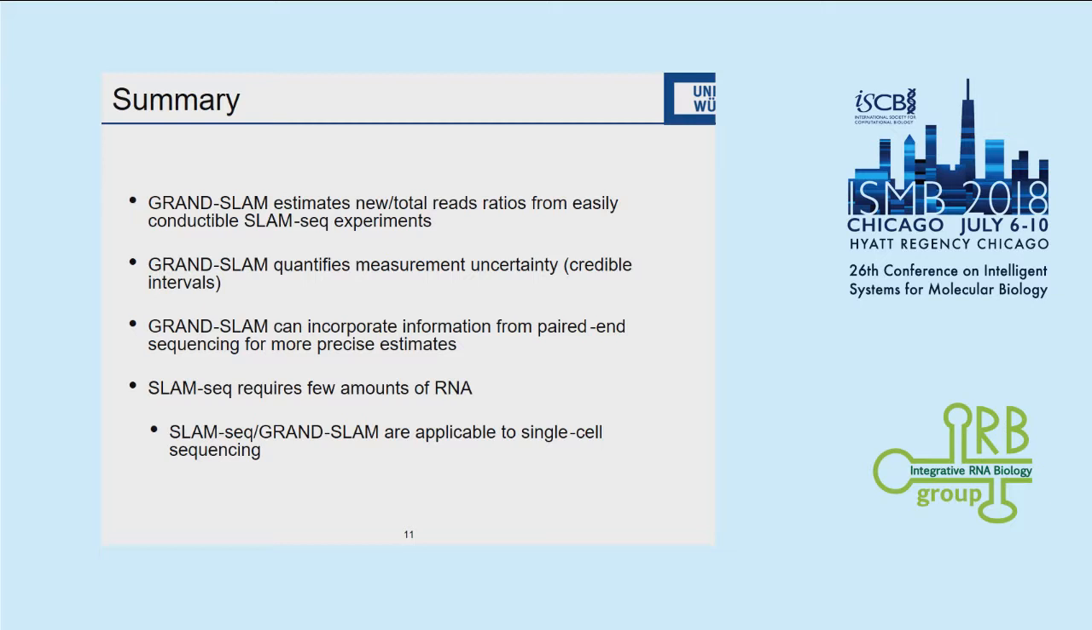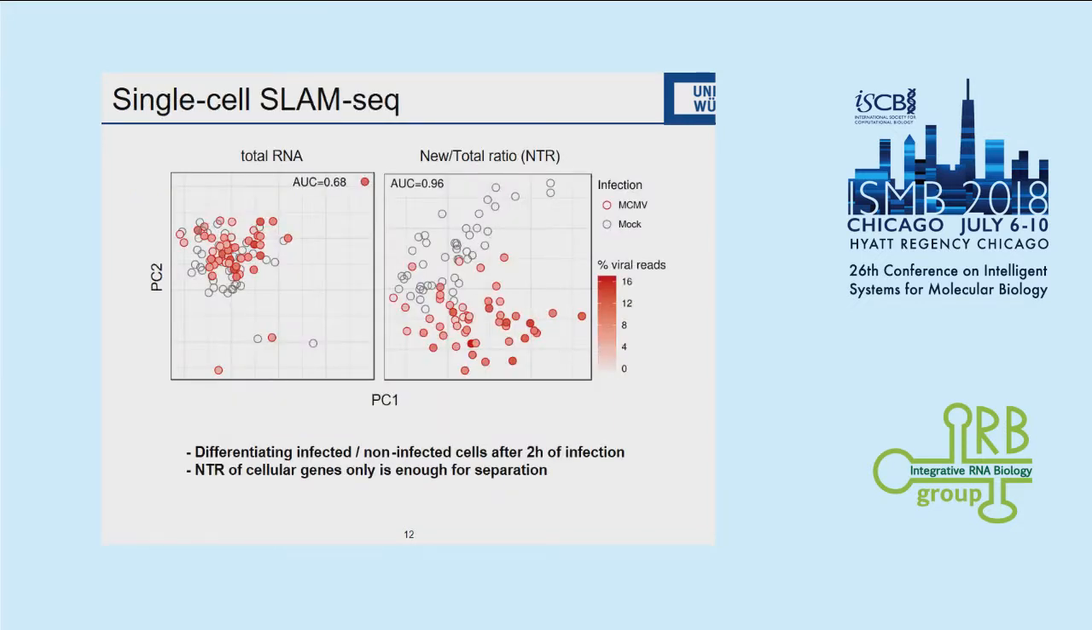So we thought this should be, in theory, applicable to single-cell sequencing. And we didn't stop there. We tried to do it, so we came up with a new sequencing method, which basically applies SLAM-seq to single cells, which we then creatively called single-cell SLAM-seq.